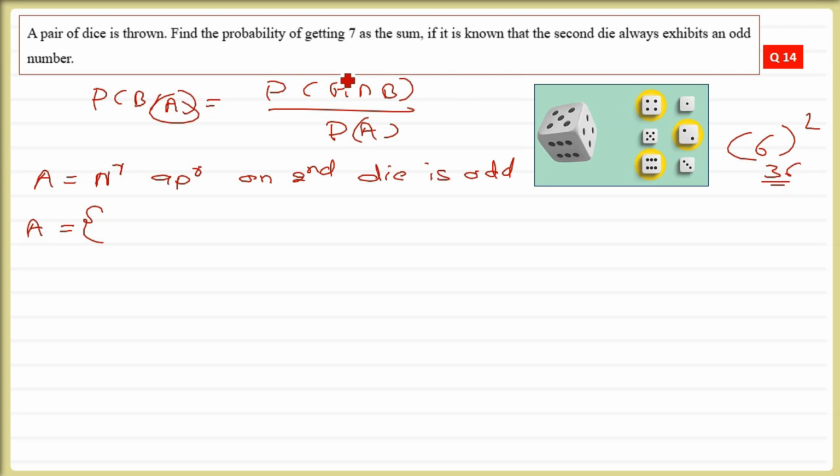And in this sample space, those numbers which are odd: 1, 3, 5. So this is about the second die. So 1, 3, 5 can come as the second number. But the first can be 1, so (1,1), (1,3), (1,5) is a combination. Then (2,1), (2,3), (2,5), (3,1), (3,3), (3,5), (4,1), (4,3), (4,5), (5,1), (5,3), (5,5), and likewise we go up till 6.